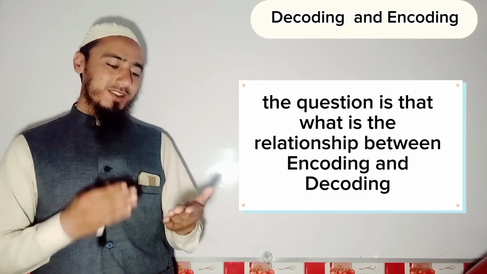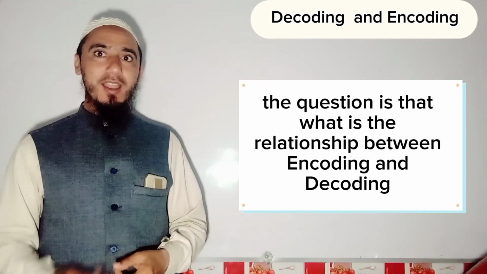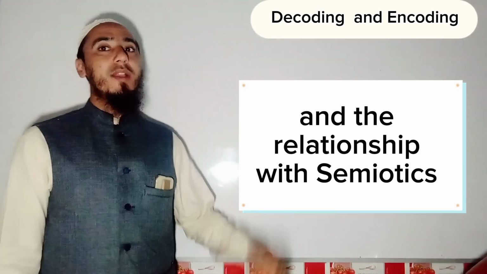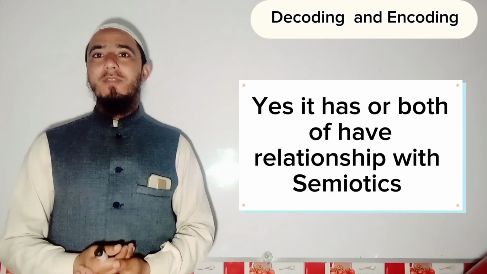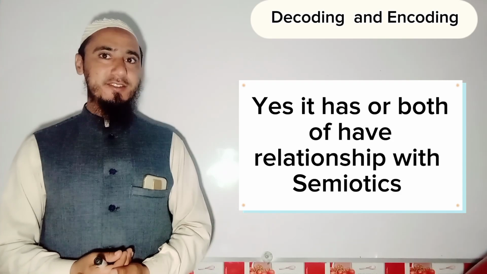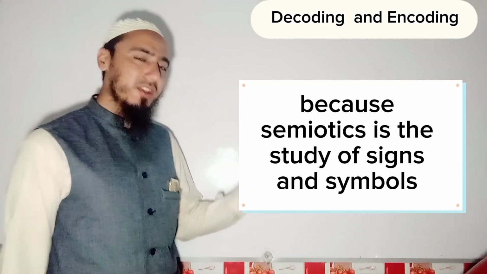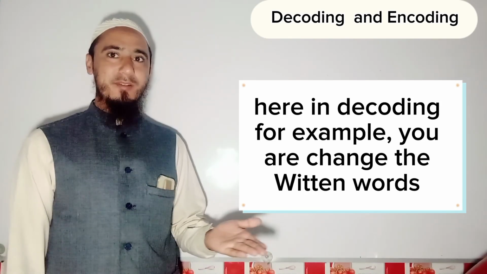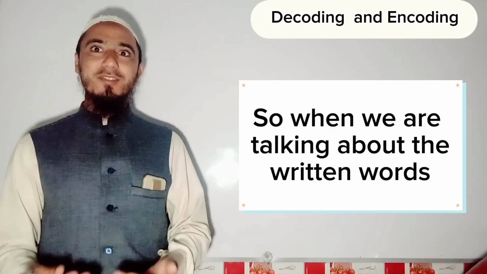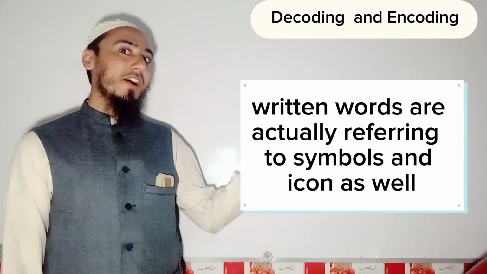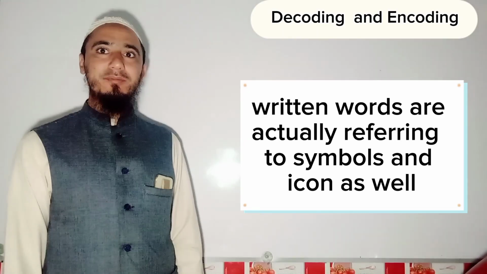The question is, what is the relationship between encoding and decoding and the relationship with semiotics? Yes, both have a relationship with semiotics, because semiotics is the study of signs and symbols. Here in decoding, for example, you are changing the written words. So when we are talking about the written words, they are actually referring to symbols and icons as well.